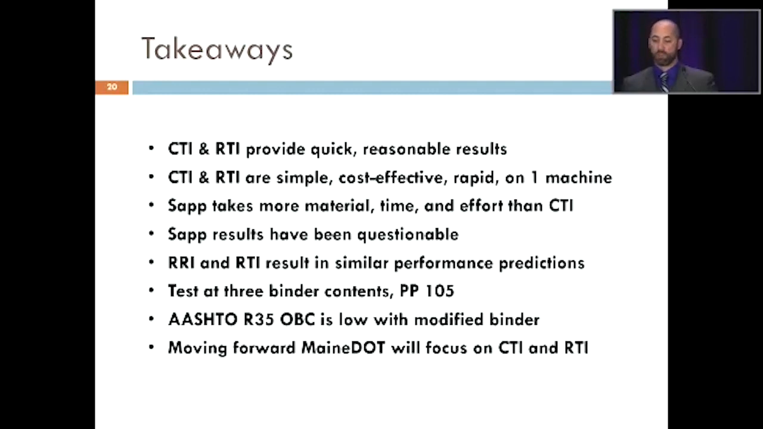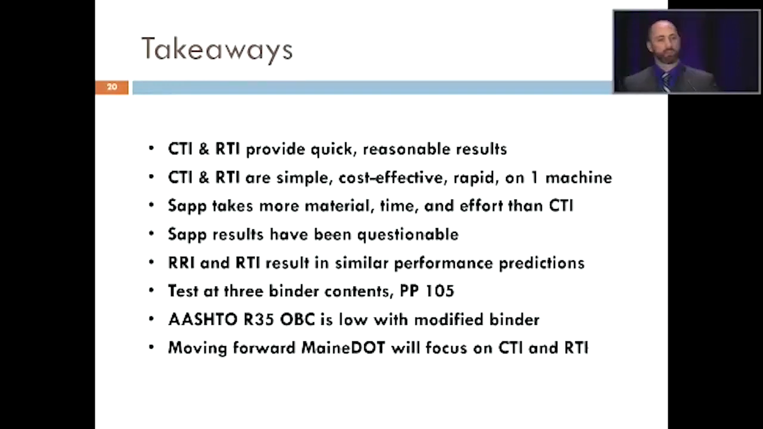We recommend testing at three binder contents as recommended in method B and in PP 105, because it gives you some idea about what happens during production variability and what you need to do to improve, and in what direction. When you just have one data point, does it just barely meet? There's some validity to that. It does at least help fill out that you hope it's going to perform well, but is it really balanced? You can't really balance it with just a single data point.